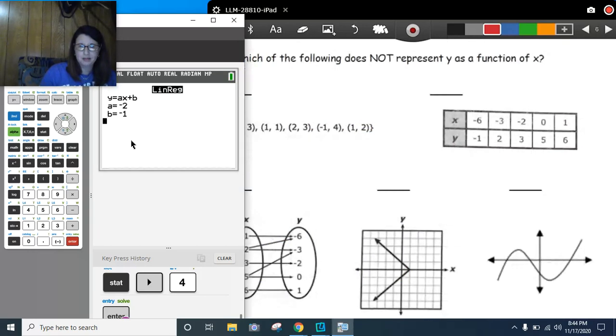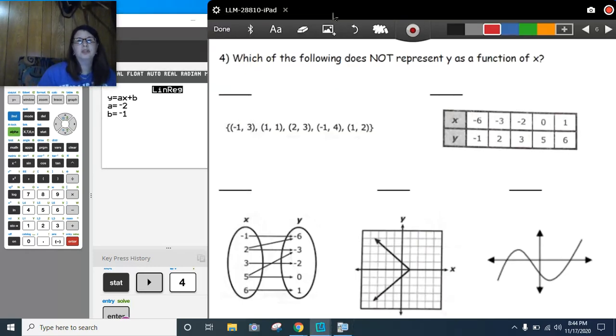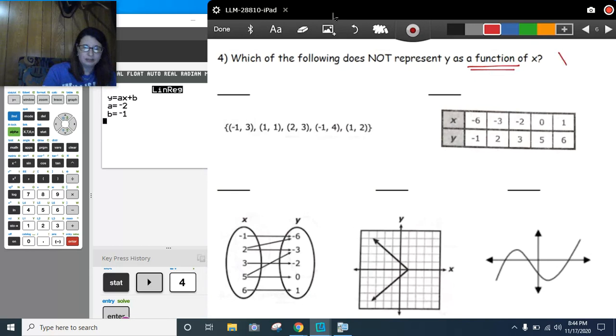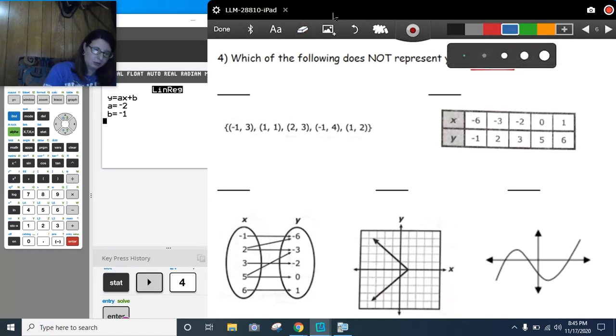Okay. Now, on to the functions, which is not y as a function of x. It's just a fancy way of saying, does it work? Is it linear? When we're looking at functions, x cannot repeat. So x's can't repeat. We don't want more than one x. I'm going to cross out my y's on this, and I want to see, do any of my x's repeat?